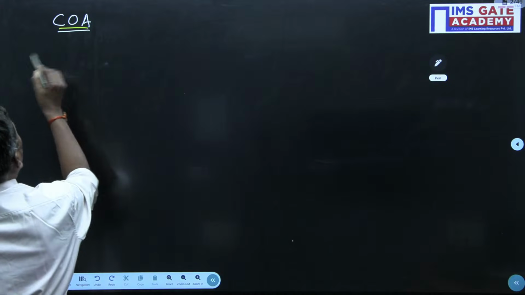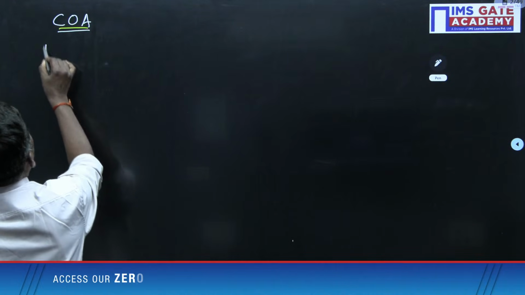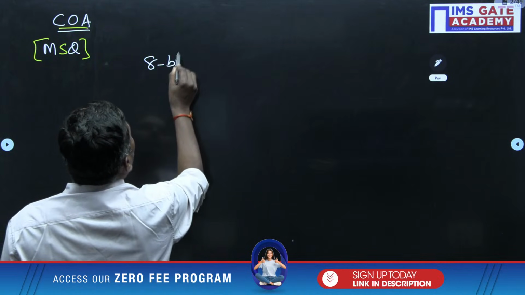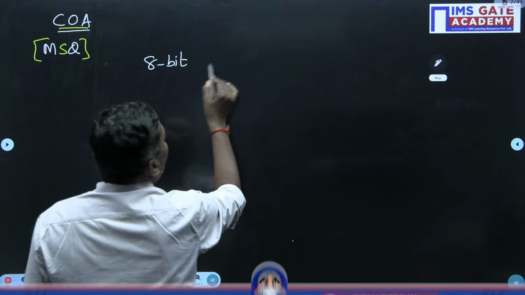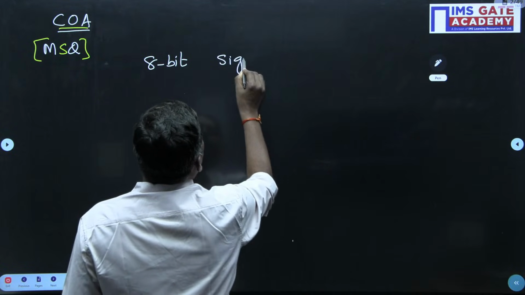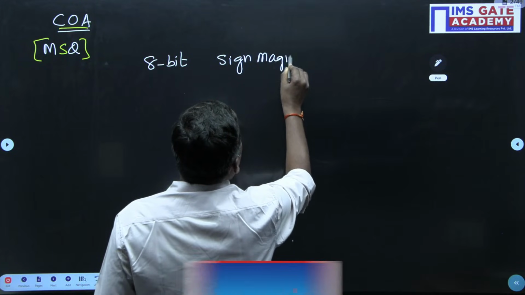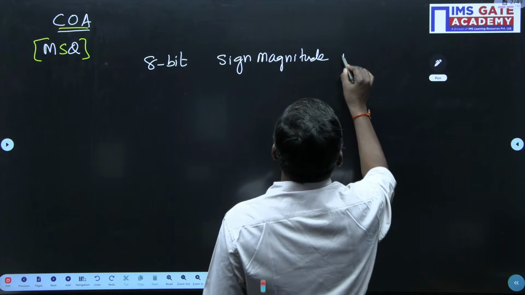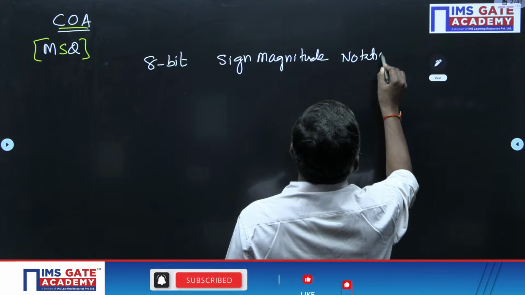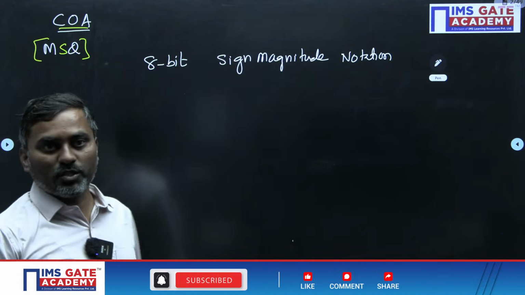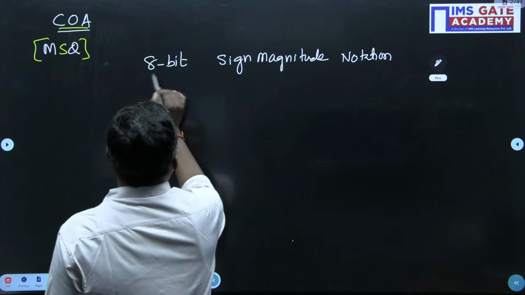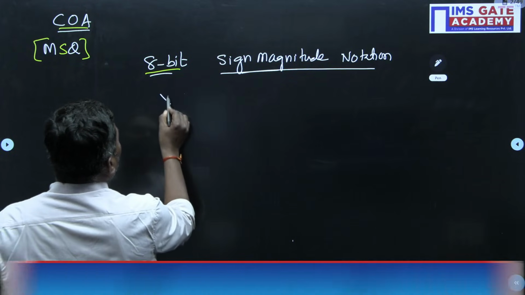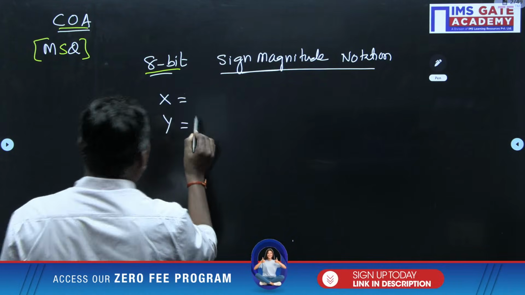In COA, this is basically an MSQ question. An 8-bit number is given in sign magnitude representation. The x value is given and the y value is given.